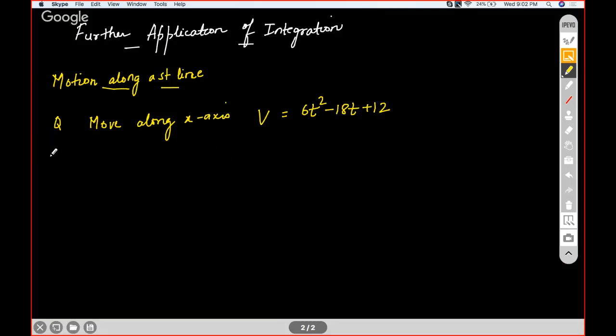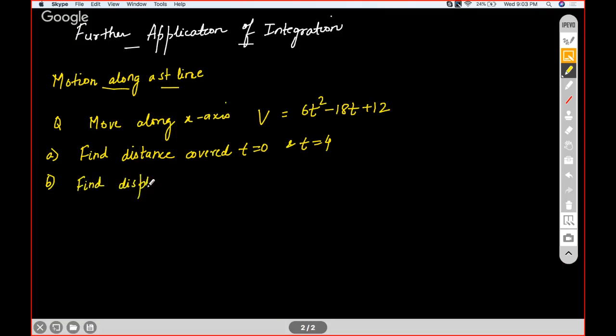Question number 1. Find the total distance covered between t equal to 0 to t equal to 4. That means you just have to integrate it and apply the limits from 0 to 4. That is up to you to do. I'm not going to comment there because I've already explained it to you.